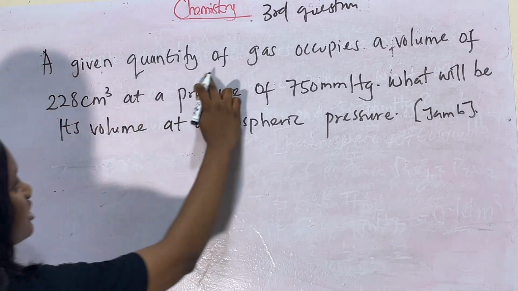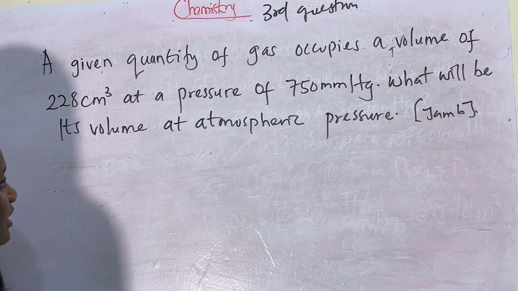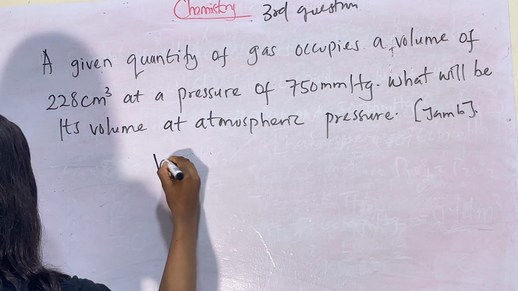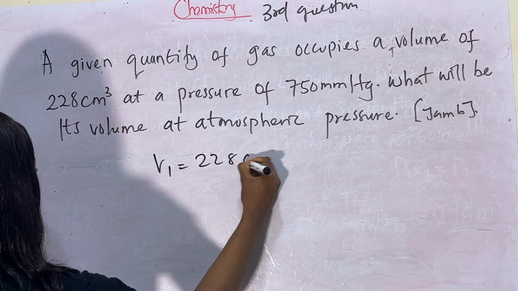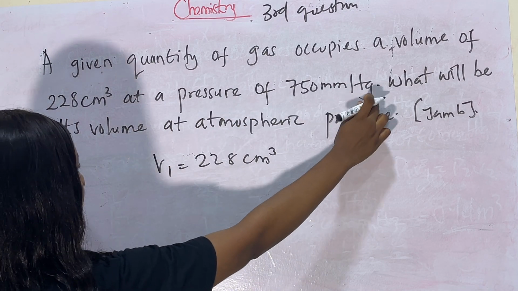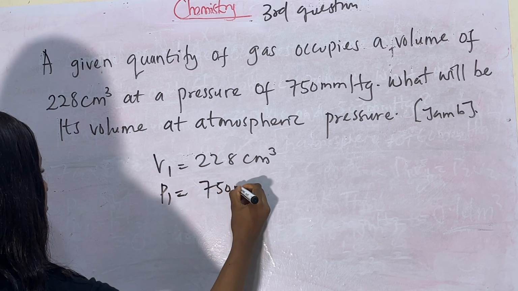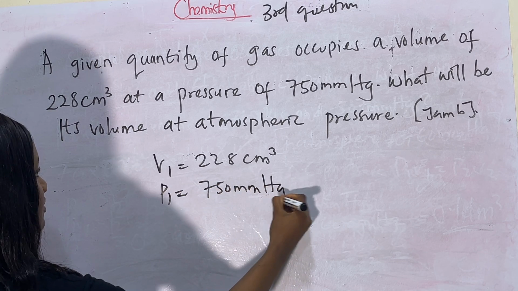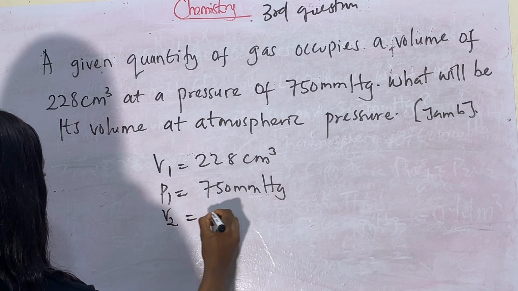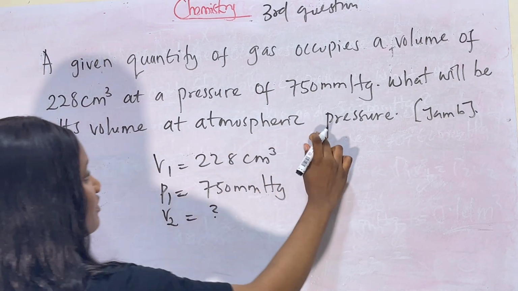A given quantity of gas occupies a volume of 228 cm³. And of course, like I told you, cm³ is volume. So my V1 is going to be 228 cm³ at a pressure of 750 millimeter mercury. So my P1 is equal to 750 millimeter mercury. What would be its volume? V2. What would be V2? So this is what we're looking for at atmospheric pressure.